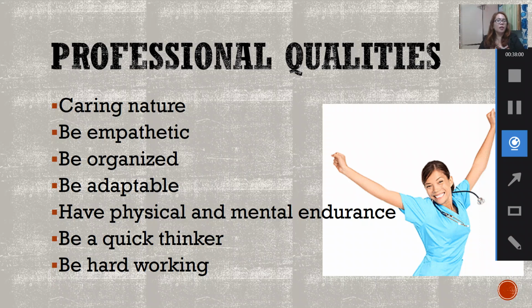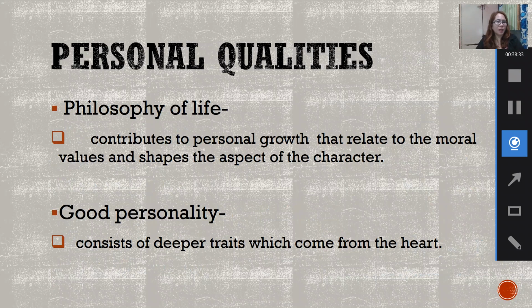You already know that the nursing job is a really difficult job, right? It's hard. You have more responsibilities, more things to do, more tasks, and an overloaded workload. So, not only physical, but you have to have mental endurance as well. Be a quick thinker. You need to think fast about what is needed, especially if the patient is in an emergency situation. What should you do? And of course, be a hard worker.